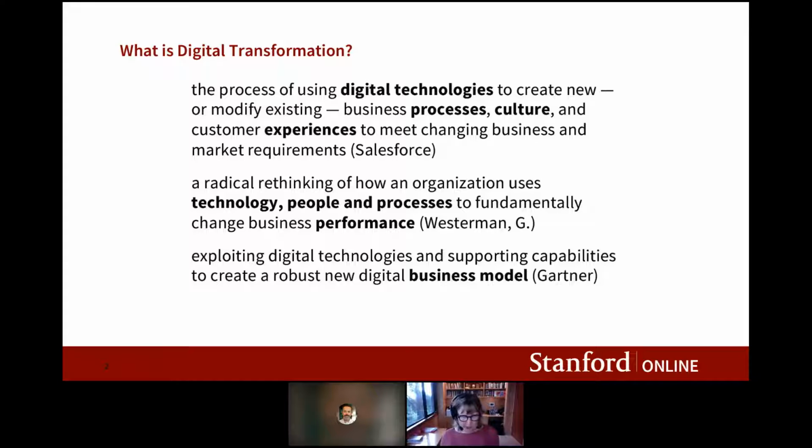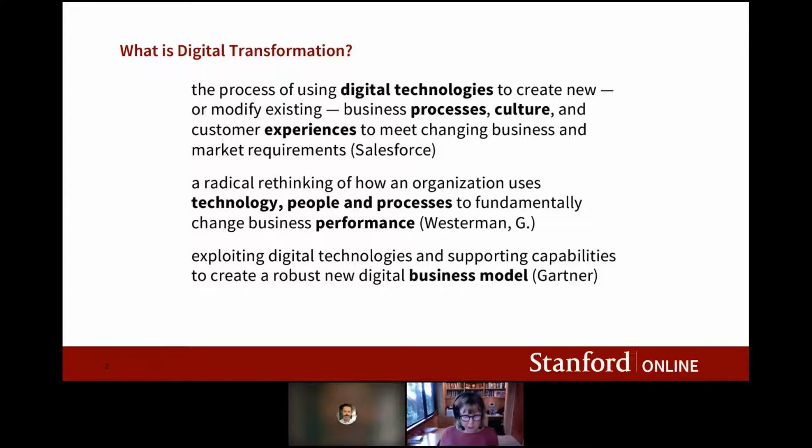Westerman, who is a research scientist at MIT, in his book argues that it is a radical rethinking of how an organization uses technology, people, and processes to fundamentally change business performance. So this is a more ambitious definition, radical rethinking and fundamentally changing business performance. And I think that tends to be the more common definition for digital transformation.